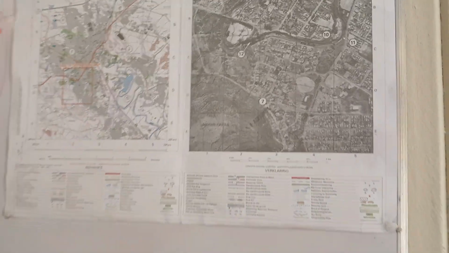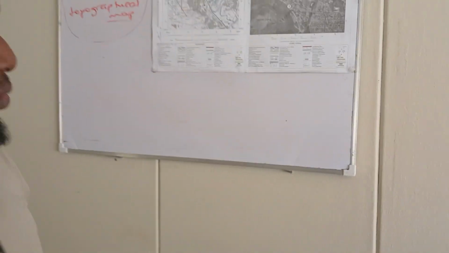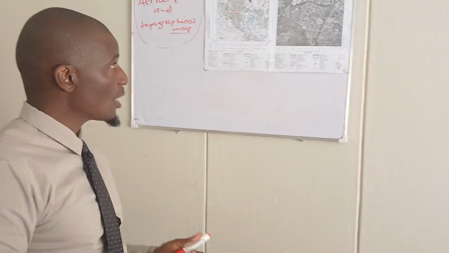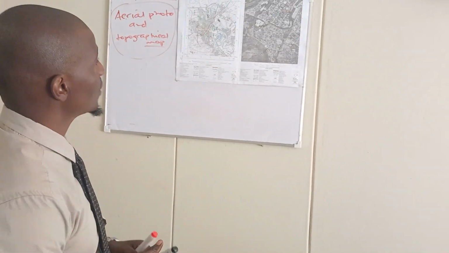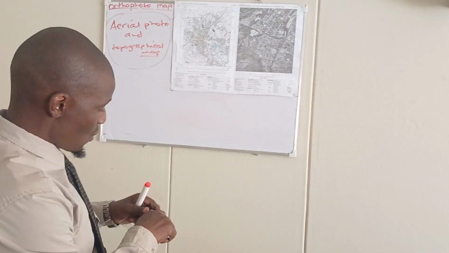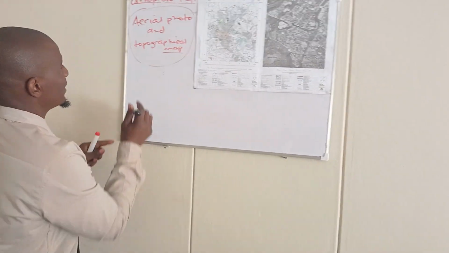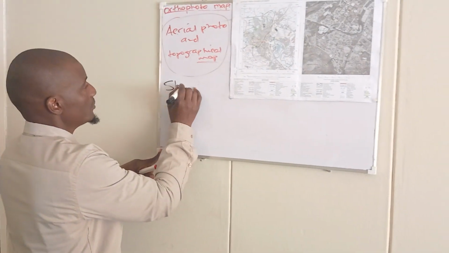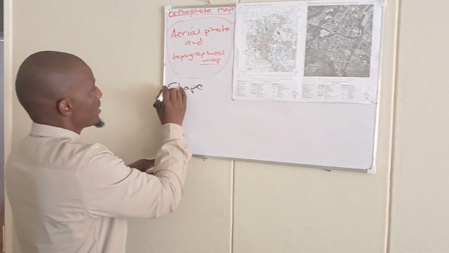So there are ways in which you can analyze the orthophoto map. I'm going to talk about them now. There are ways which you can actually use to analyze your orthophoto map. The first one is the shape. You can use the aspect of shape.